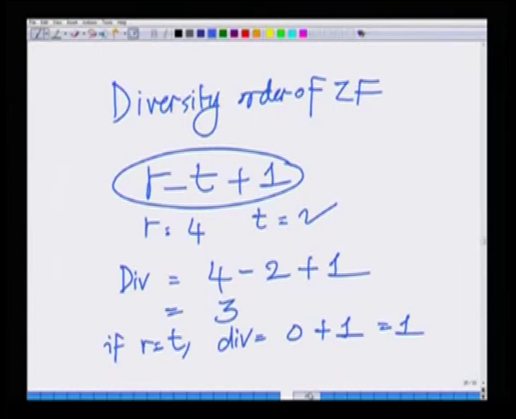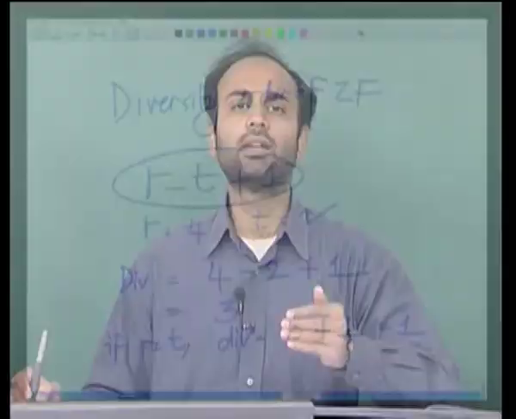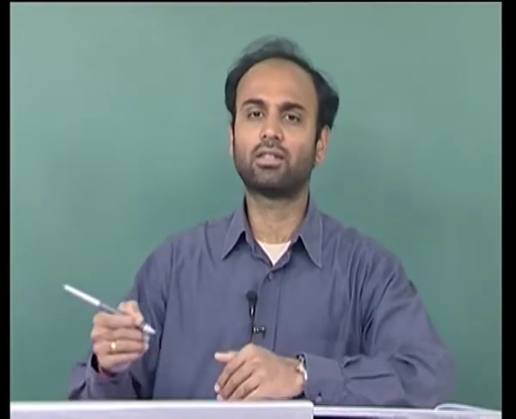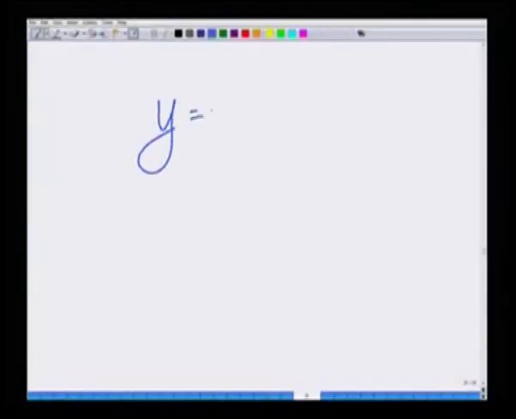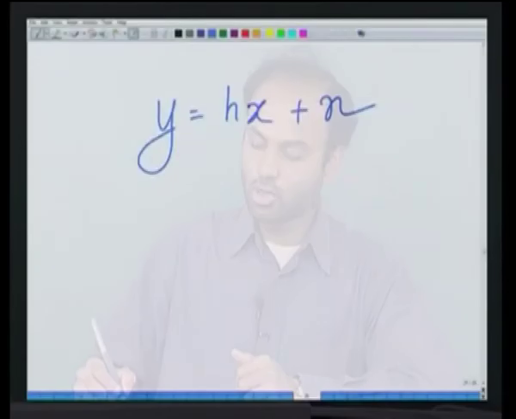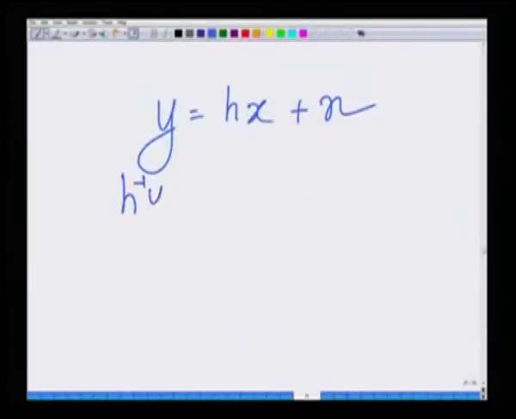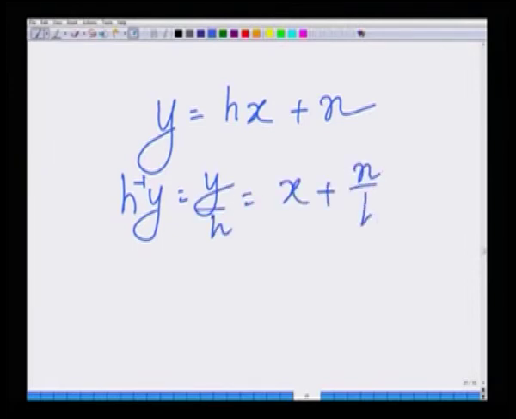I will illustrate this with respect to a simple case. Let us come down from MIMO to the simple case of SISO. Let us say I have a single SISO channel, y equals hx plus n. Now, what I am doing is literally inverting this channel, taking y and dividing by h. So my receiver is h inverse y, or y by h, which is equal to x plus n by h. Now, you can clearly see that there is a problem.